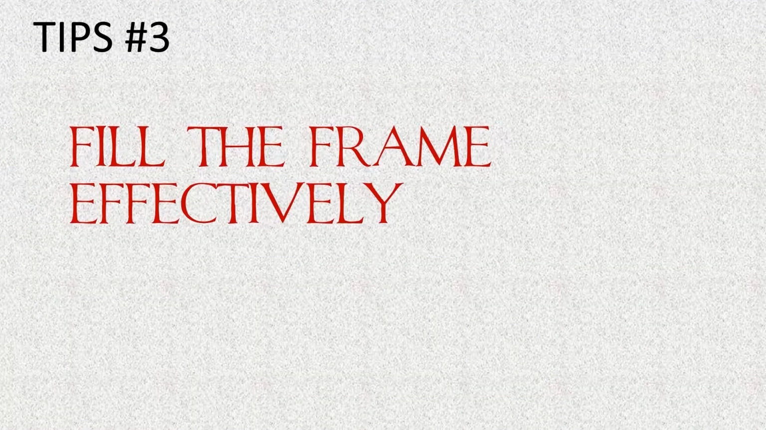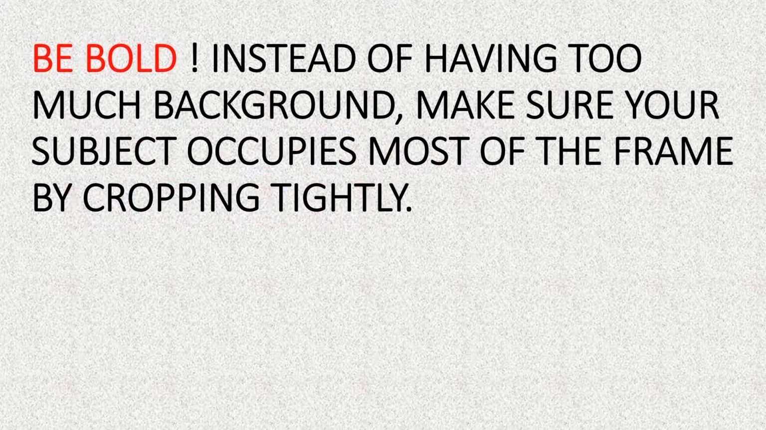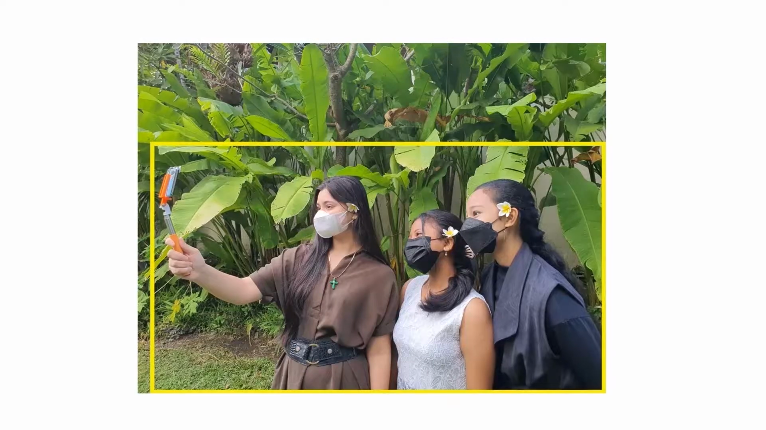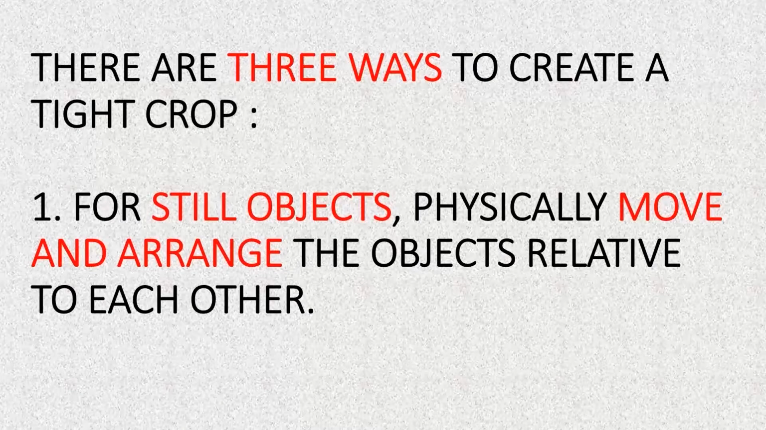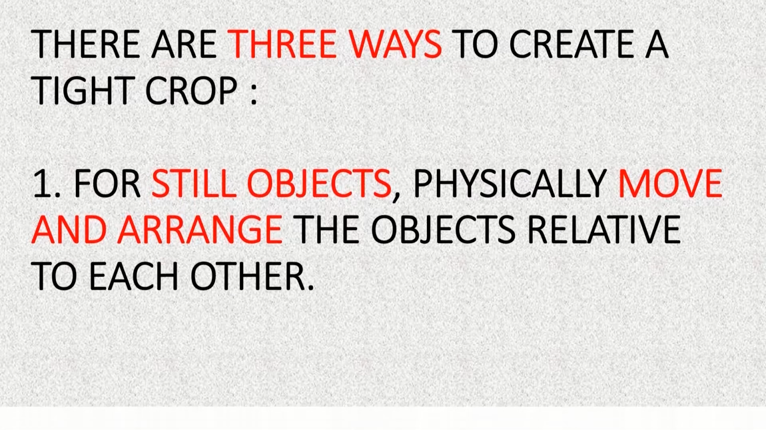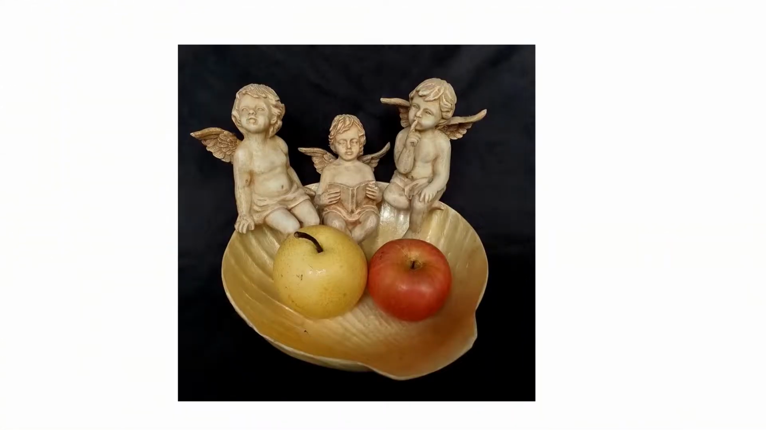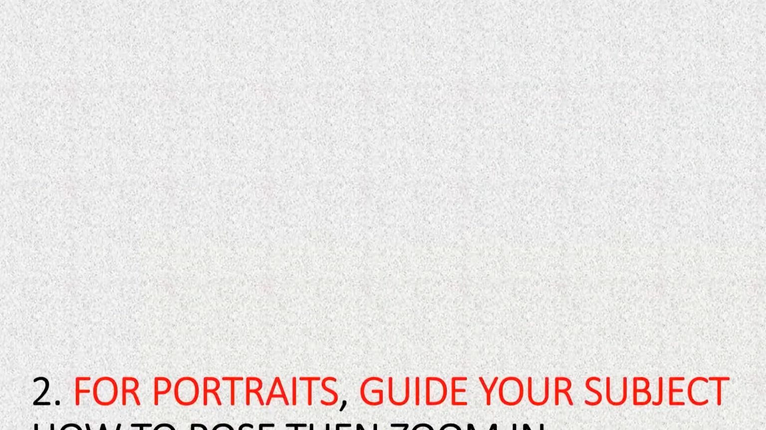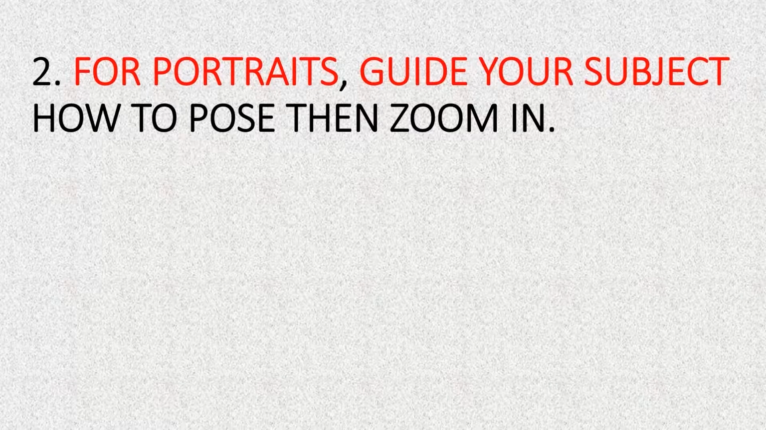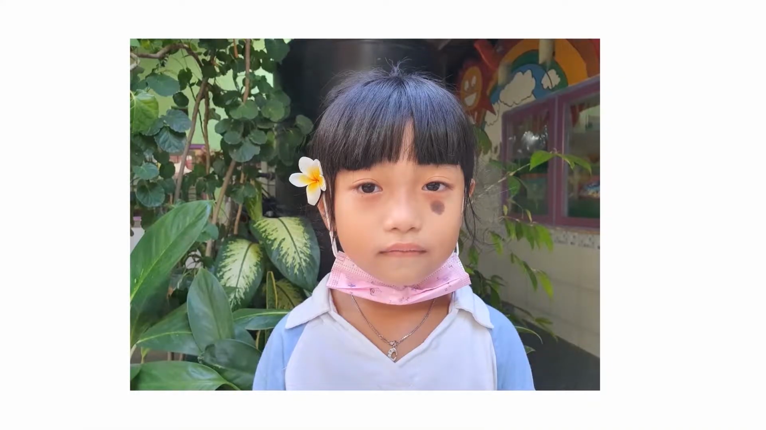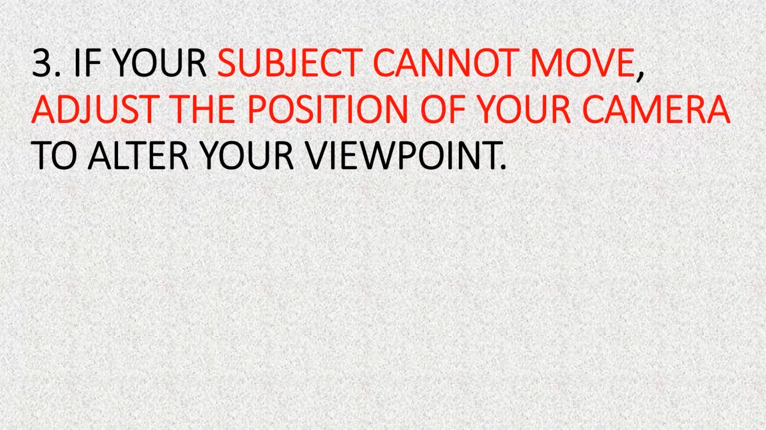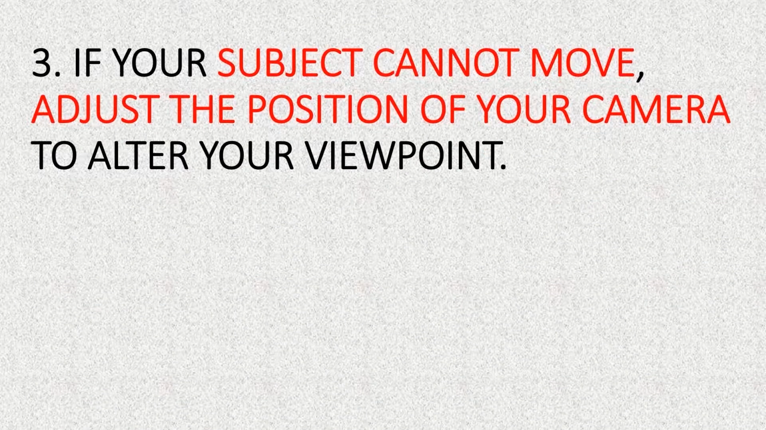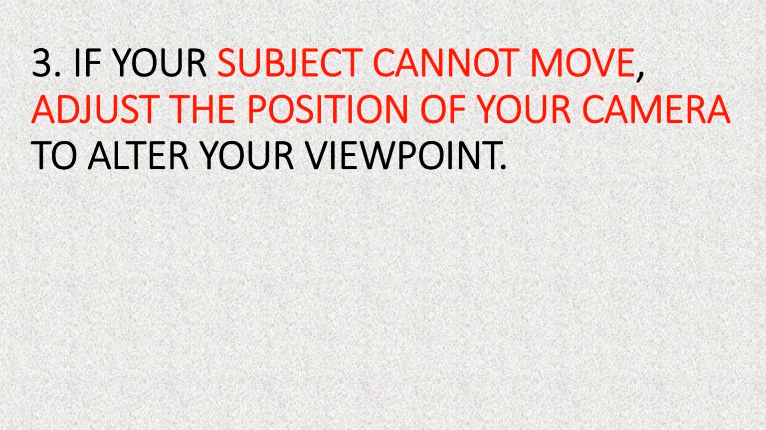Tip 3. Fill the frame effectively. Be bold. Instead of having too much background, make sure your subject occupies most of the frame by cropping tightly. There are 3 ways to create a tight crop. First, for still objects, physically move and arrange the objects relative to each other. 2. For portraits, guide your subject to pose, then zoom in. 3. If your subjects cannot move, adjust the position of your camera to alter your viewpoint. Use the touchscreen monitor to check if your subject fills the frame properly.